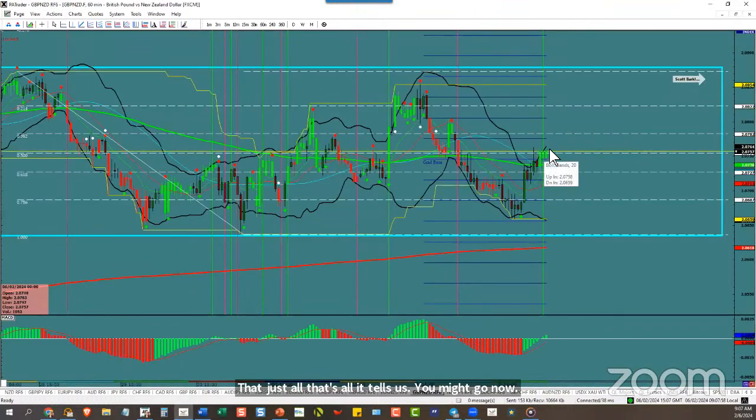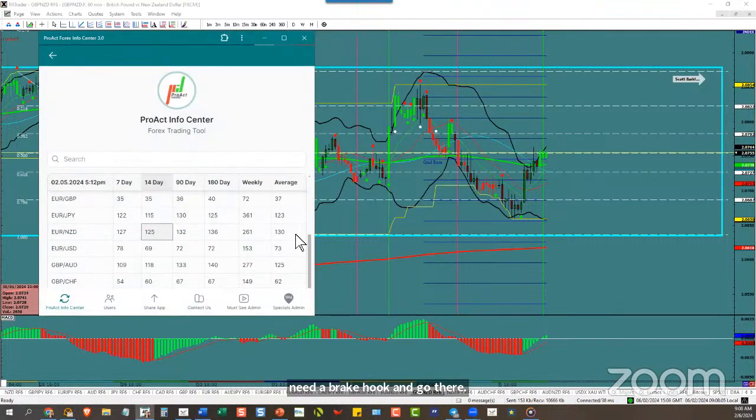All right, I got a little flag pattern formed here. I need a break hook and go there. Where are we trying to go? We're trying to go to a target. We never trade. We always know the exit before we look for an entry.